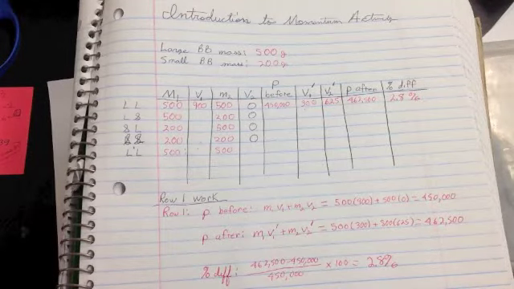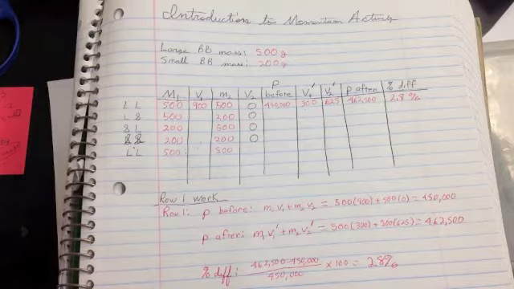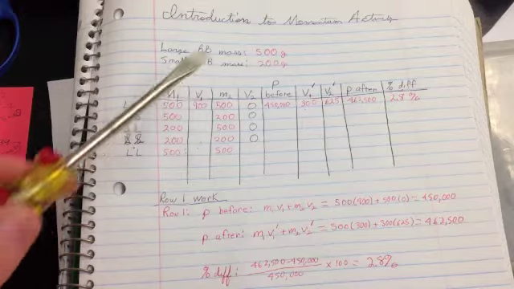Here's what I would expect you to have in your lab notebook. Again, you have the title. I just use BB to abbreviate. I know these aren't BBs, but it's ball bearing. So we have a large mass and a small mass. Those are the only masses you're going to have.